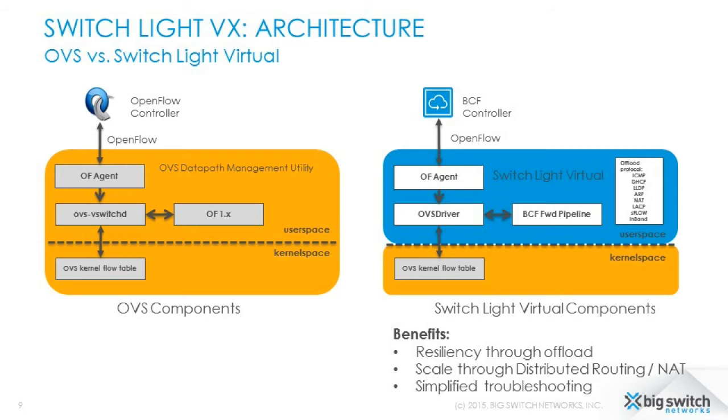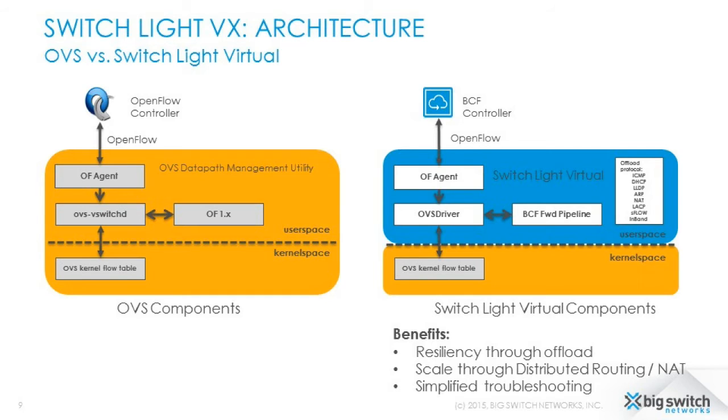User space gets flow information from OpenFlow controller. It manages respective states and tables. Flow-based information is programmed in kernel space where actual packet forwarding takes place. Comparing it with right-hand side, we have shown SwitchLite virtual component. We leverage Open vSwitch kernel space indicated in same yellow color and modify only user space indicated by blue color. In user space, we run SwitchLite virtual that has capability to talk to Big Cloud Fabric controller and has Big Cloud Fabric forwarding pipeline.